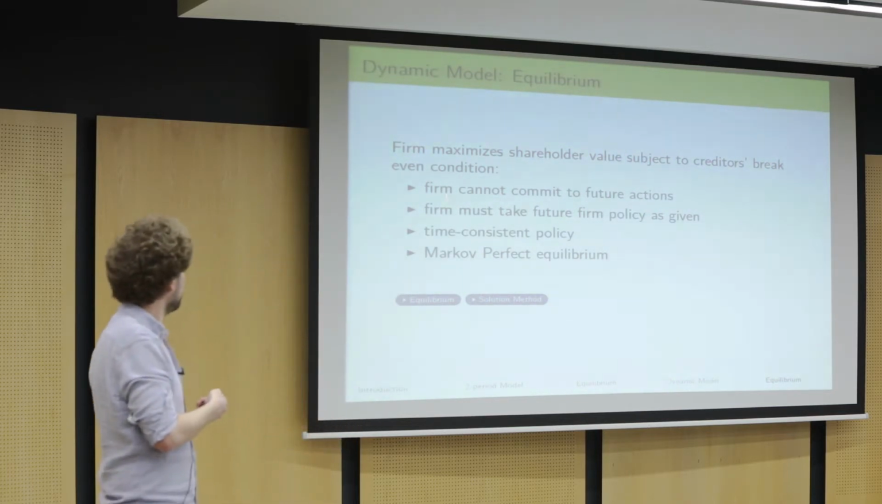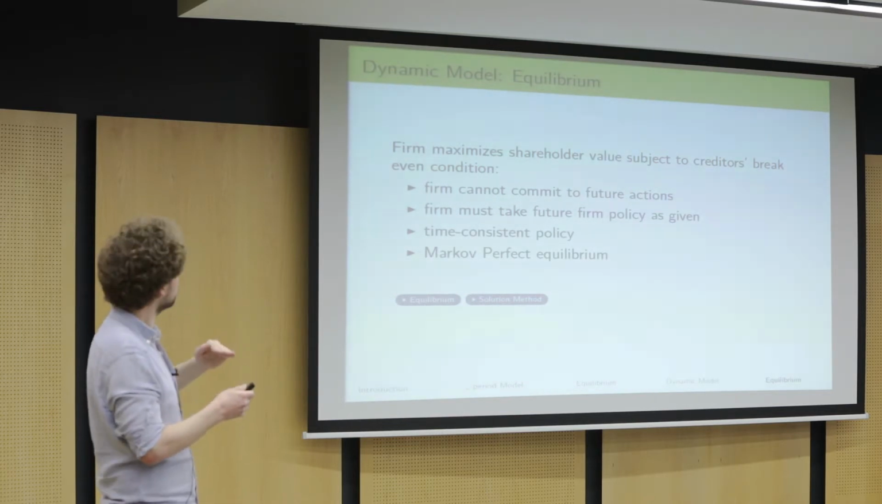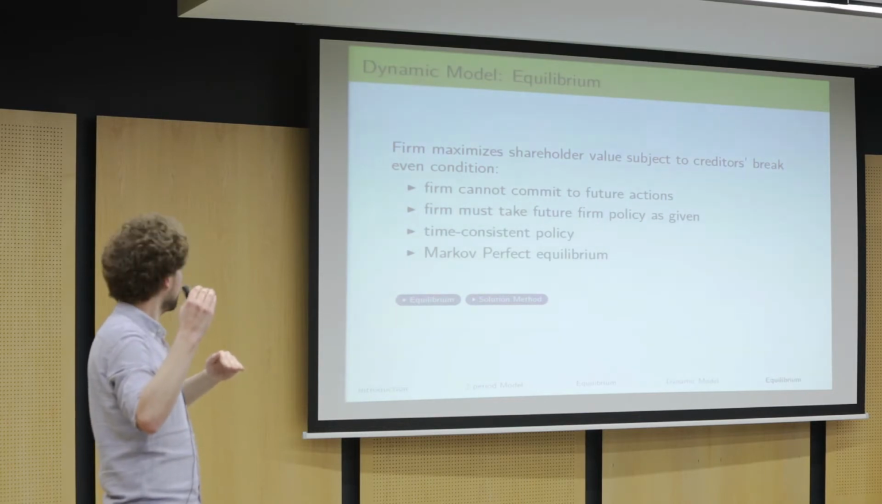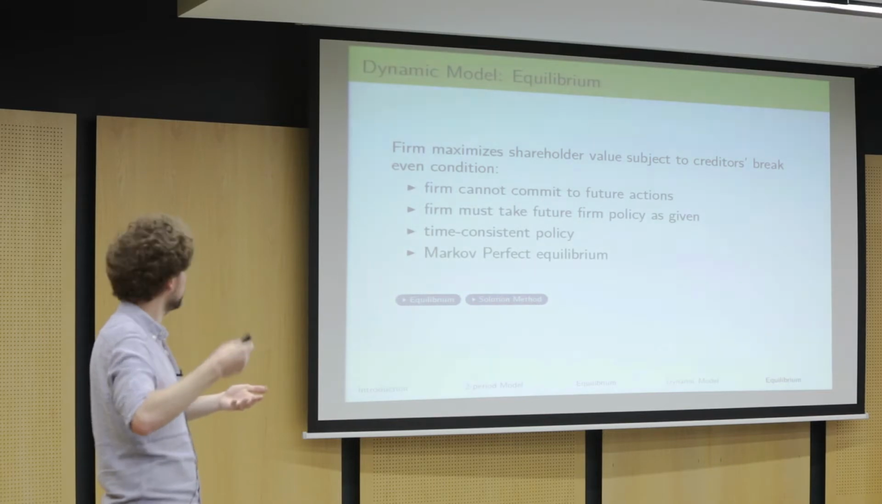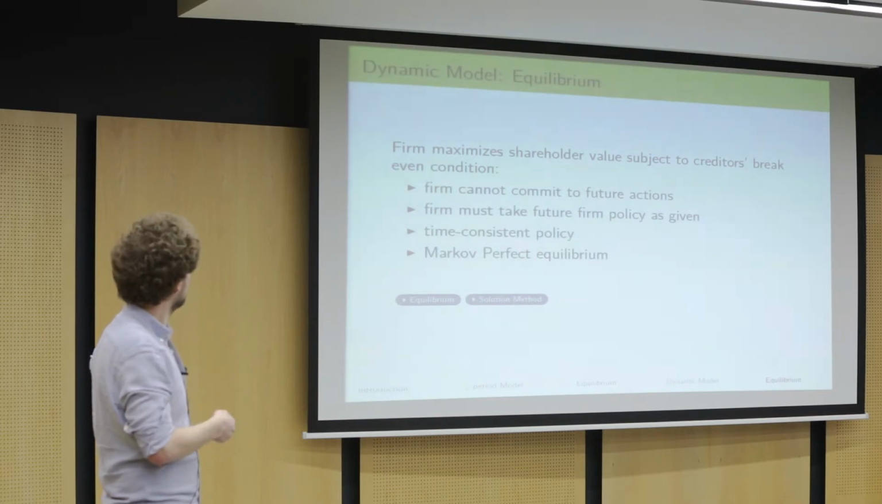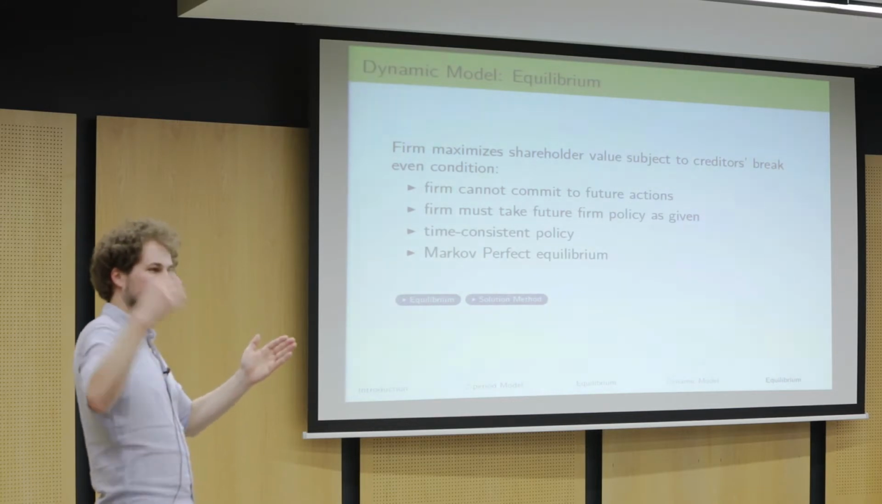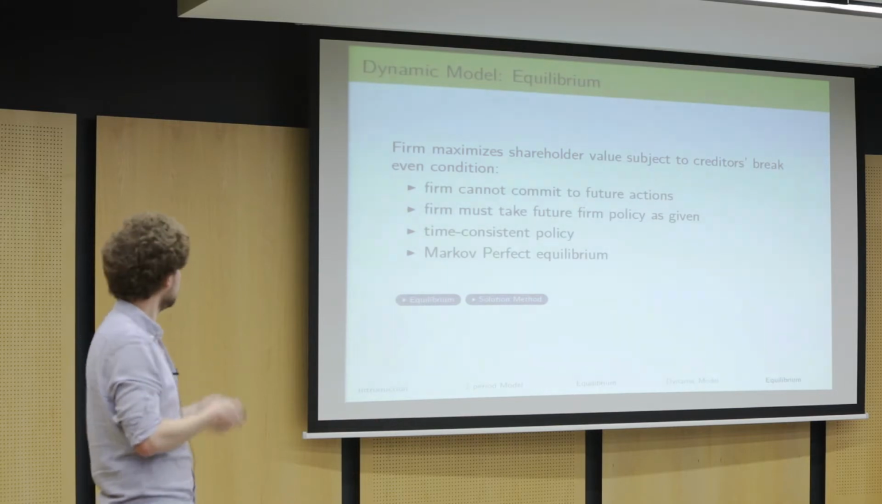And we assume that this firm cannot commit to future actions, because this might matter in this model. Maybe I'll talk later about this. So the firm takes its future policy as given and then chooses its policy today as the best response to what the firm will do in the future. And so we look at the Markov perfect equilibrium of this game which this firm plays against its future selves. So all strategies of the firm are functions of the current state of the firm.